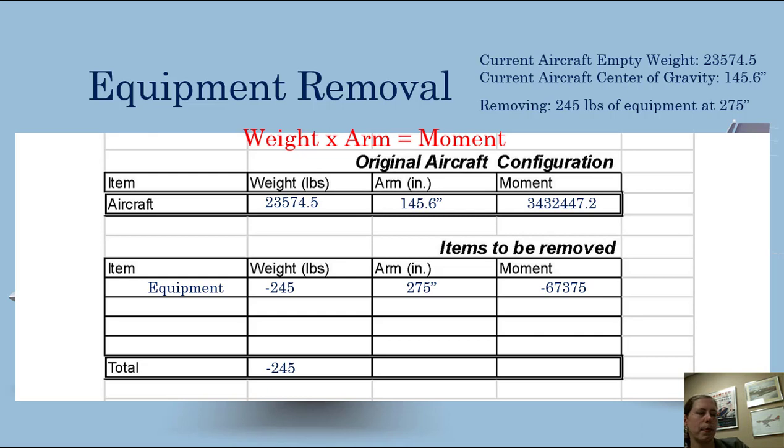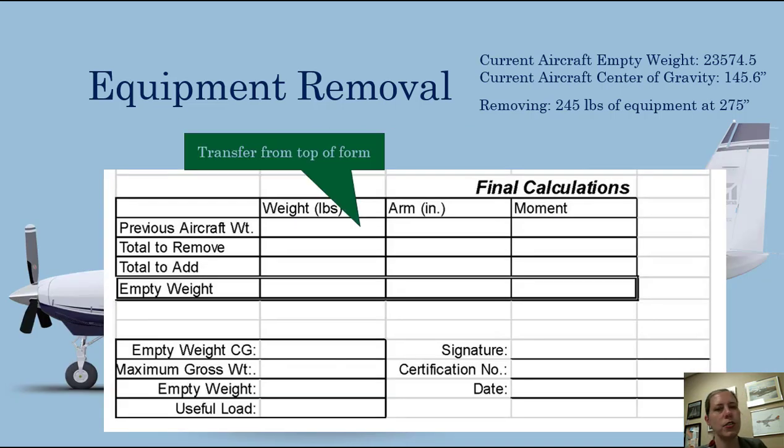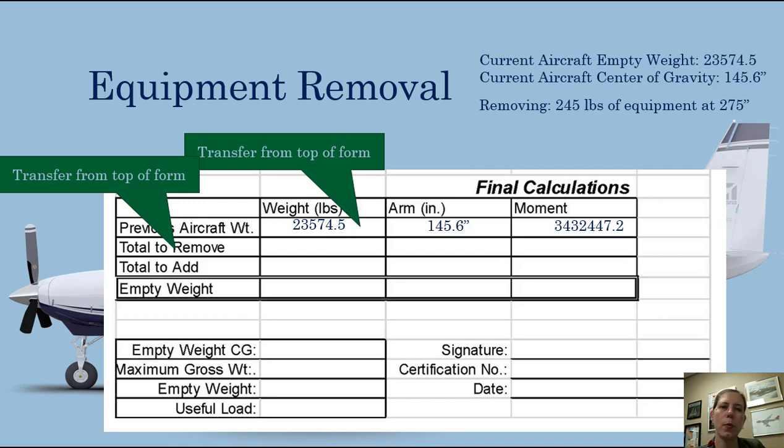Now I just total up the items that we're going to remove. We could use this form for more than one piece of equipment to be removed from the aircraft, but in this example, we just have one item being removed. Now our final calculation section of the form. I'm just going to transfer from the top of the form our weight from before, our arm from before, and our moment from before from our empty aircraft. And then we're going to move down our removal weights. So we just have our negative 245, our arm of that weight being removed, and the moment.